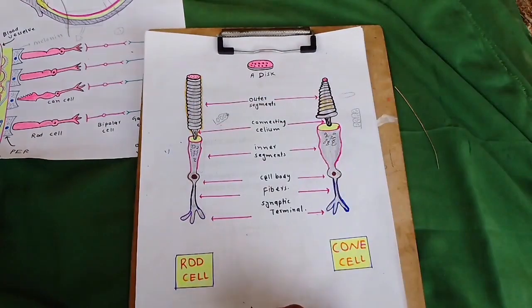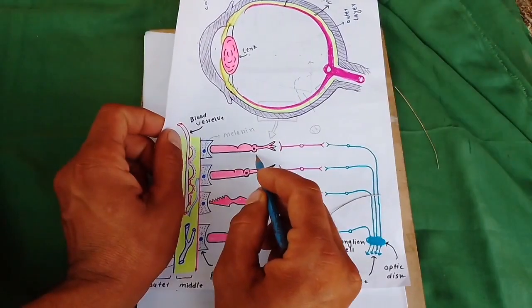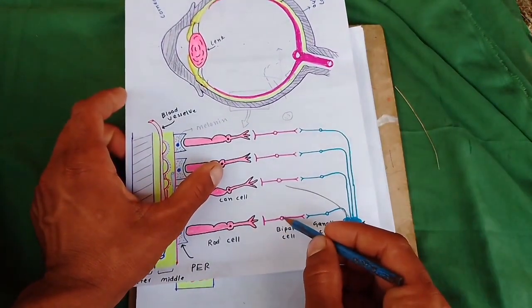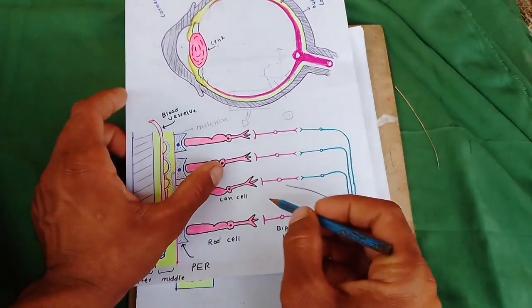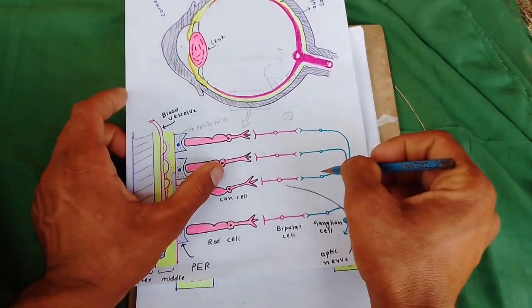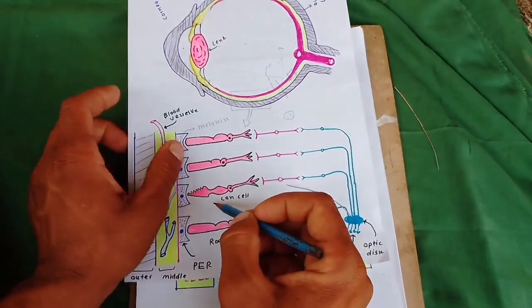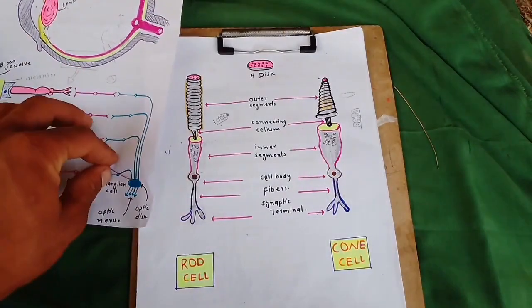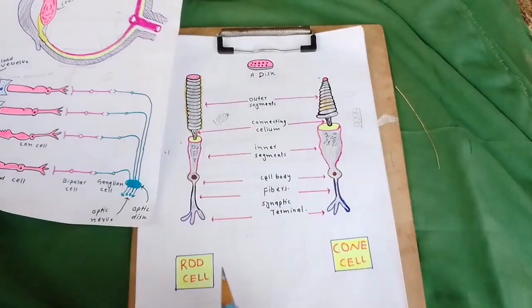This is not a neuron. The bipolar cell is a retinal cell. This is the actual neuron, the ganglion cell, and this is also a photosensitive cell. So this is the structure of the rod and the cone cell.